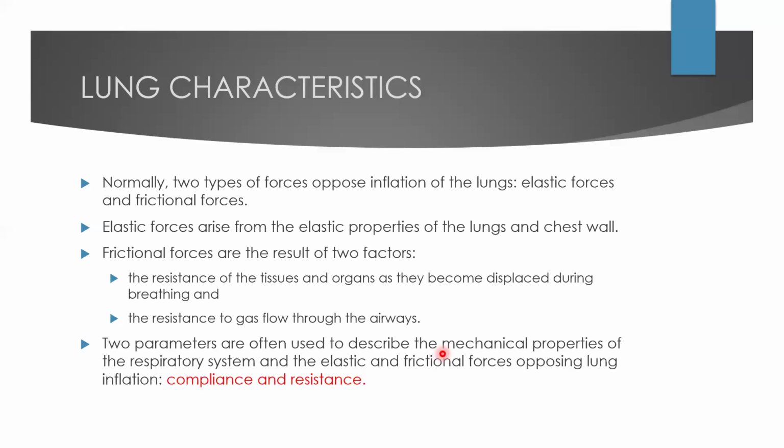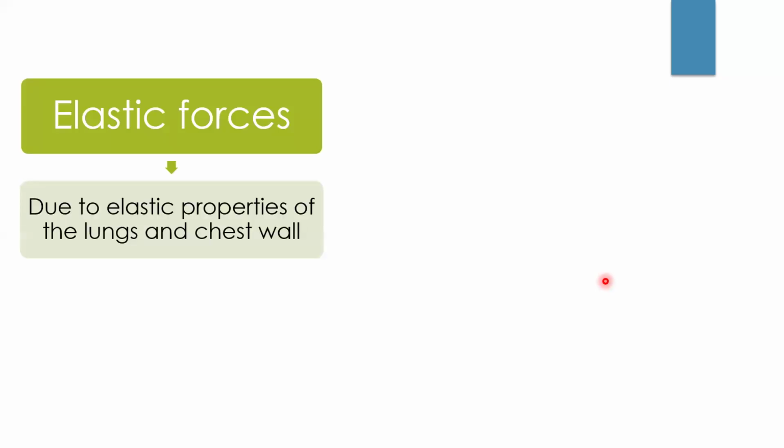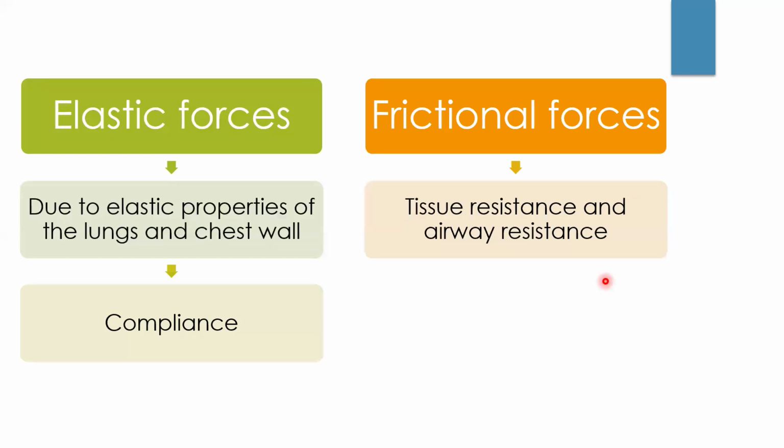These two parameters, the elastic force and the frictional force, we describe mechanically by two terminologies: one is compliance and one is resistance. To summarize, we have elastic force occurring due to the elastic properties of the lung and the chest wall, and we describe this by compliance. The frictional force due to tissue resistance and airway resistance, we describe as resistance.